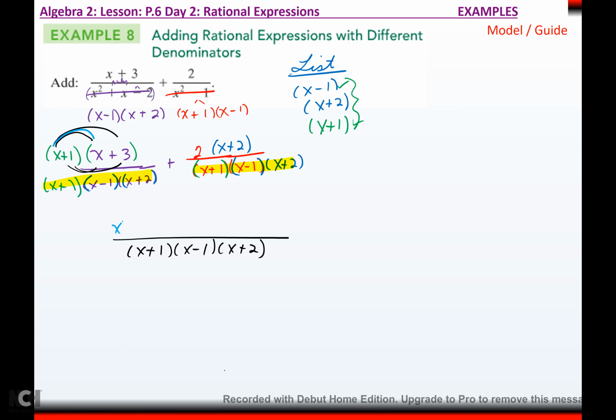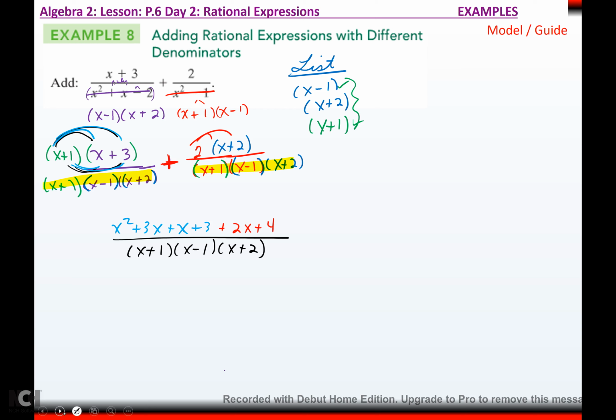X times x is x squared. X times 3 is 3x. 1 times x is x. 1 times 3 is 3. If I simplify the second one, distribute, I get a positive 2x plus 4. The only time you have to worry about parentheses and all that is if that was a minus.